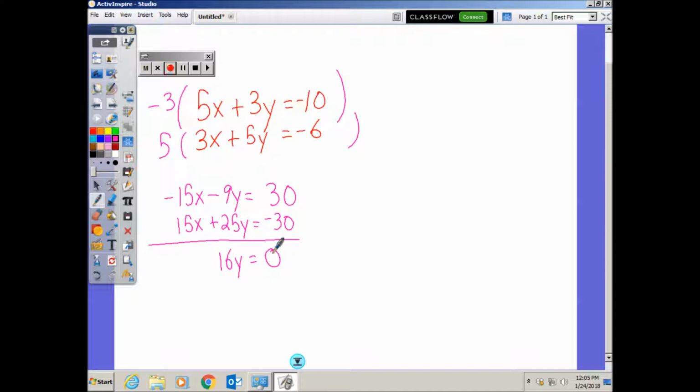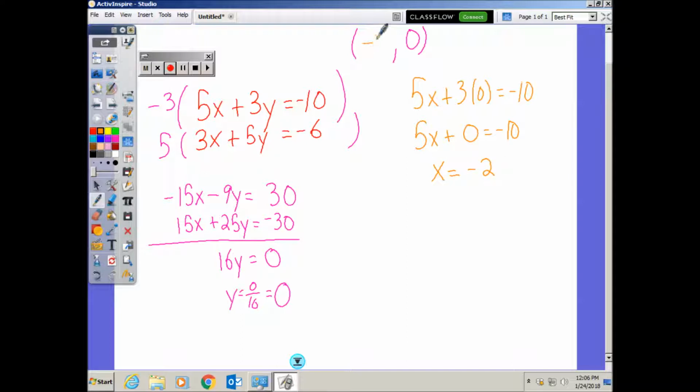Be careful, a lot of kids see 0 and they start thinking like no solution or something. It's not. 0 divided by 16 is the same as 0. Any fraction with 0 as the numerator is 0. So my y value is actually 0. I'm going to take that 0 and plug it in for y in the original first equation. I get 5x plus 3 times 0 equals -10. 3 times 0 is 0. So 5x equals -10. I divide both sides by 5. X equals -2.